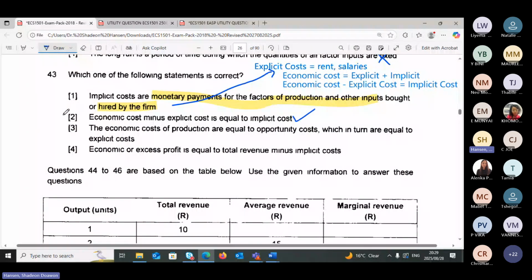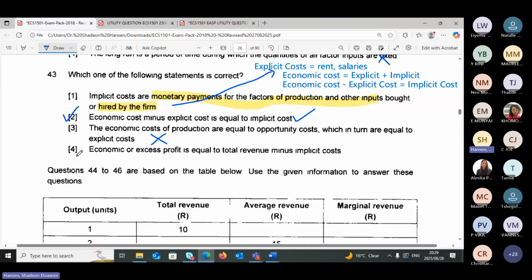We can test option number 3. It says the economic costs of production are equal to the opportunity costs, which in turn are equal to explicit costs. But explicit costs are monetary payments. Explicit costs are not opportunity costs. Explicit costs are monetary payments. Implicit costs are opportunity costs. So this statement 3 over there, it's incorrect. Are we together, students? Statement 3 is incorrect over there.